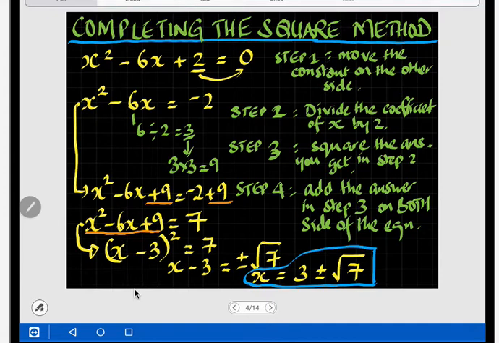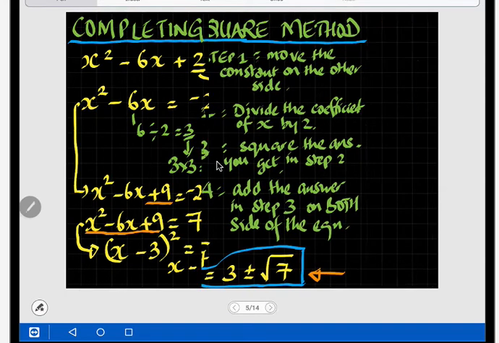Let us have a look at another question so we'll get some practice. Okay, one thing I would like you to know and to remember: whenever you see a question saying solve this equation by completing the square, your answer is going to be in this format, where x will be equal to a number plus or minus the square root of another number. Remember this, okay? So let's move on to another question on completing the square.